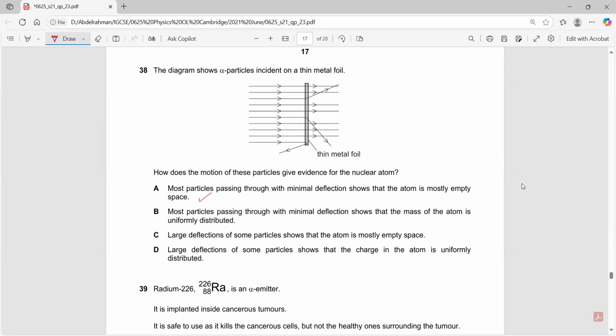Most particles passing through with minimal deflection show that the mass of the atom is uniformly distributed. Is the mass of the atom uniformly distributed? No, it is not uniformly distributed. It's actually concentrated in the nucleus of the atom, so that is wrong. Large deflections of some particles show that the atom is mostly empty space? No, this is wrong. Large deflections show that the nucleus is positively charged or has most of the mass. Large deflections show that the charge is uniformly distributed? Again, the charge is not uniformly distributed. The charge is concentrated at the center, inside this nucleus.